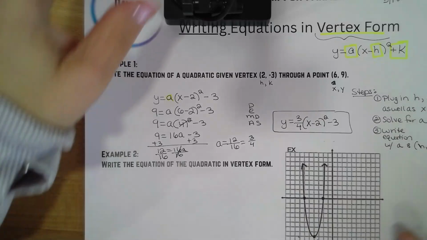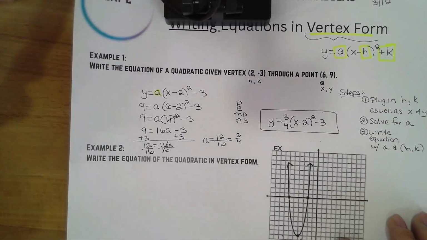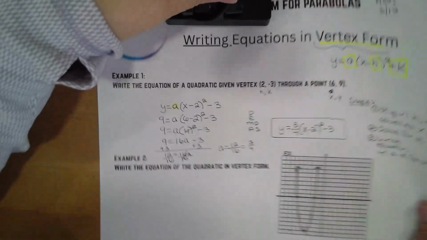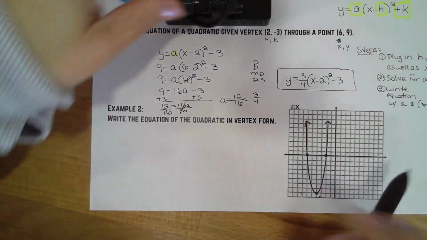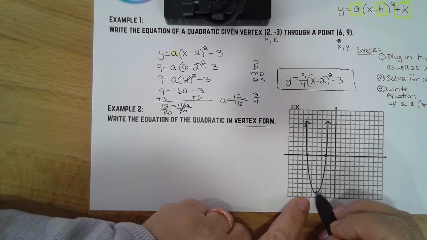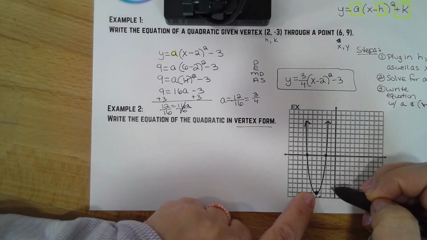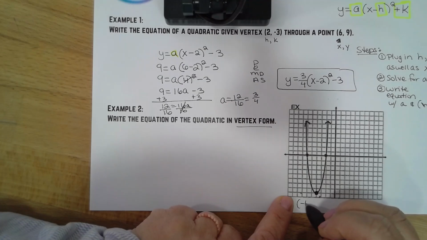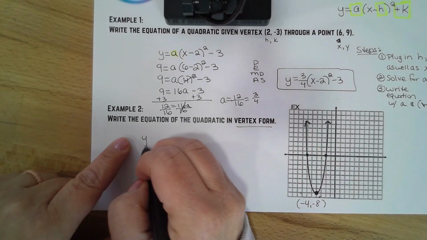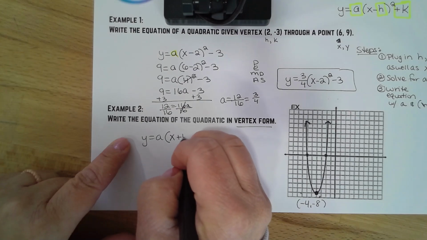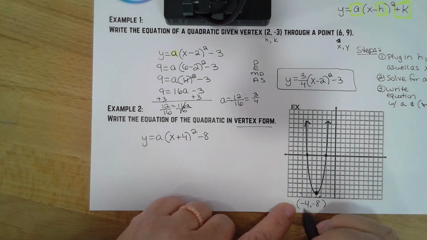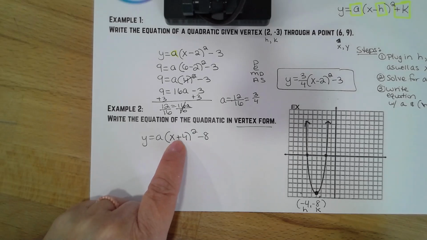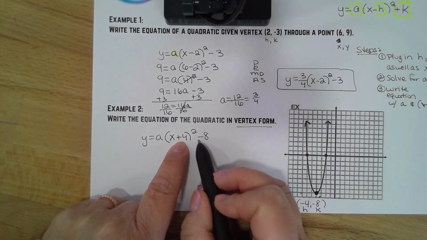All right, let's try another example. Feel free to watch this as many times as you need to. This one I'm giving you a graph, and they're also asking us to write the equation in vertex form. So we already know what our vertex is. Let's figure that out. 1, 2, 3, negative 4. 1, 2, 3, 4, 5, 6, 7, 8. Negative 4, negative 8. So (x plus 4) minus 8. This is h, that's k. H is negative 4, minus a negative becomes a plus, and k is negative 8.